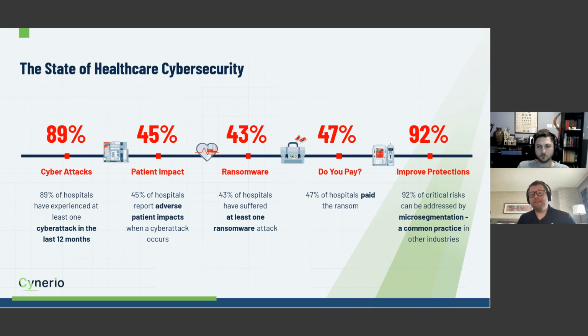And what we found is that something like a common practice like microsegmentation will address up to 92% of critical risks in a healthcare environment. So while we're in a really rough spot in healthcare, while there's a lot of attacks happening, there are known best practices that we can pull from other industries that we're hoping can help healthcare.